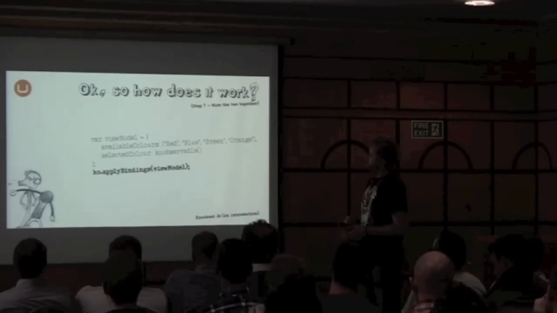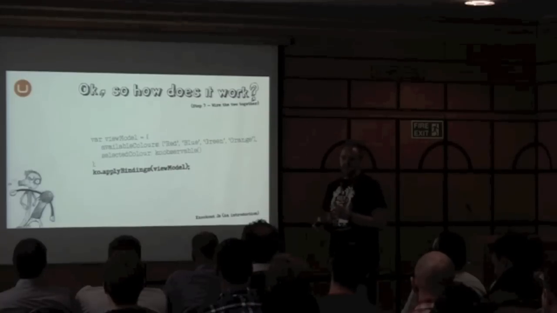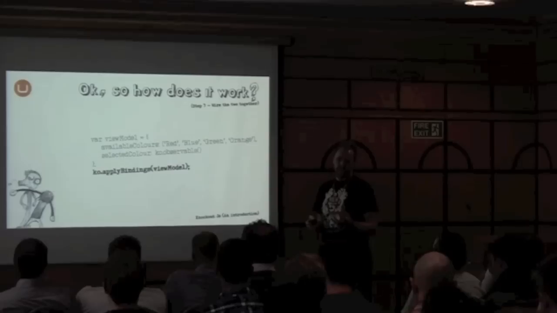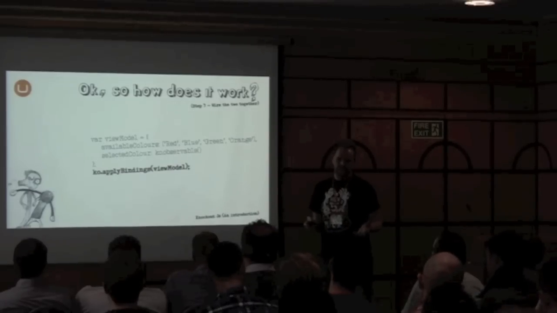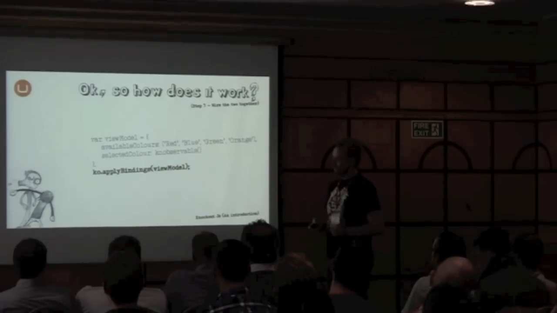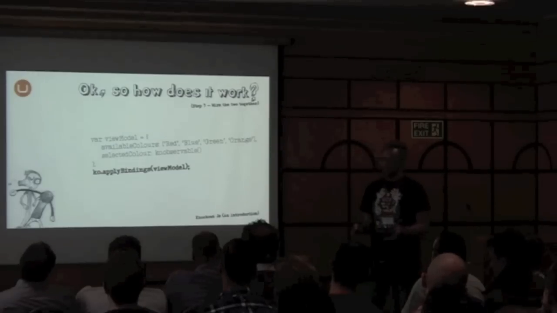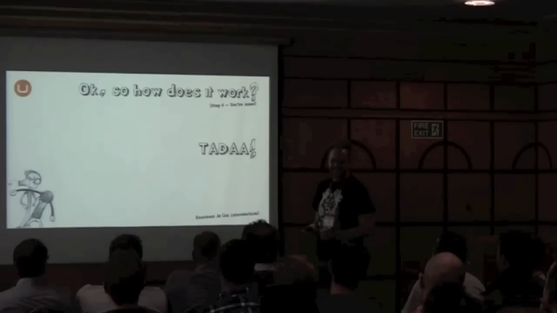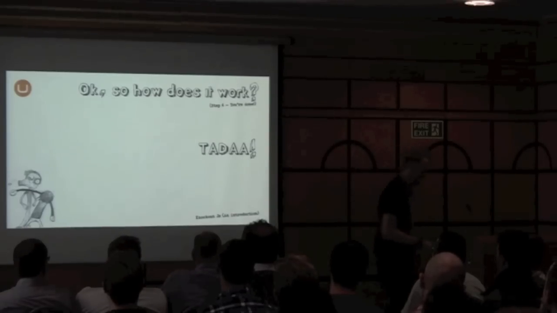So step 3, you need to wire it all together. At the moment we've defined a model, we've defined our bindings. Now we just need to tell KnockoutJS to wire the two together, please. So all we need to do is end with ko.applyBindings, passing in the view model. Ta-da! Done!